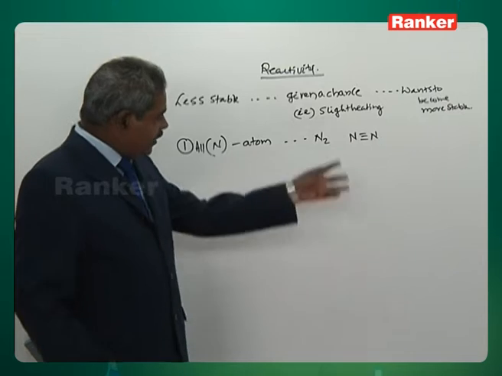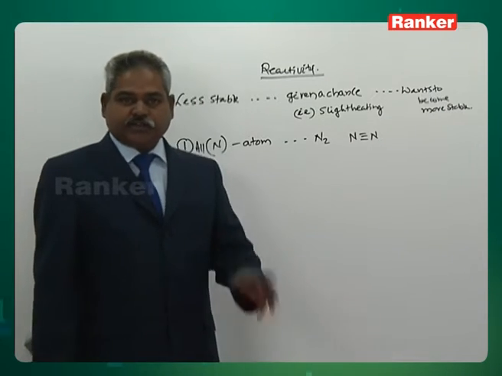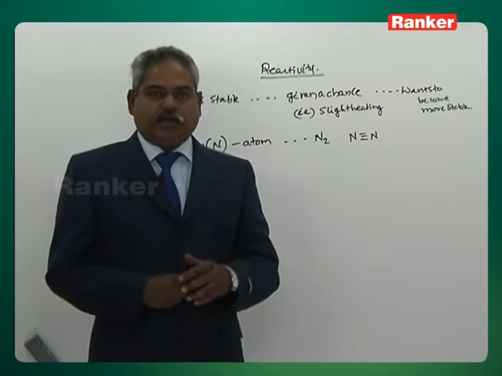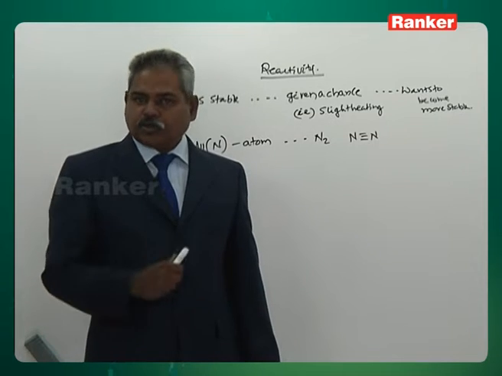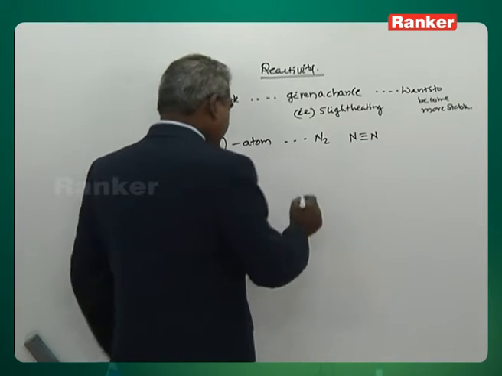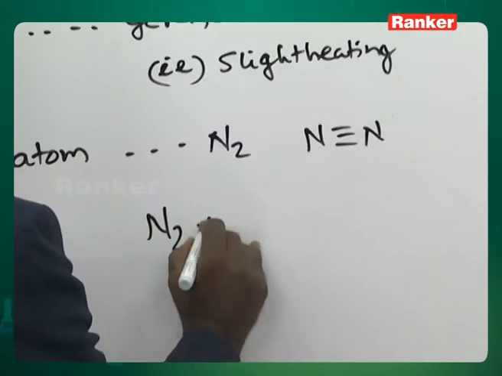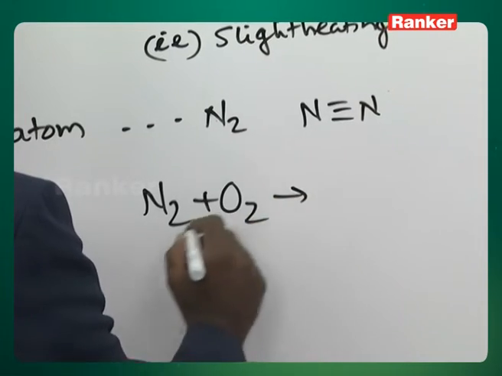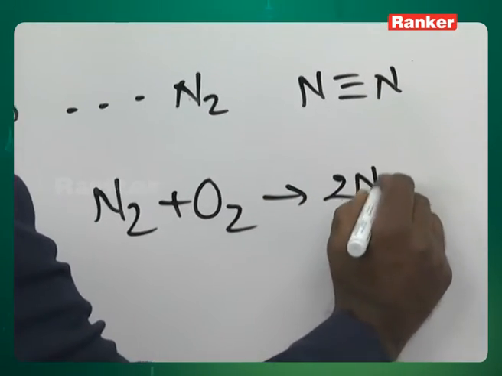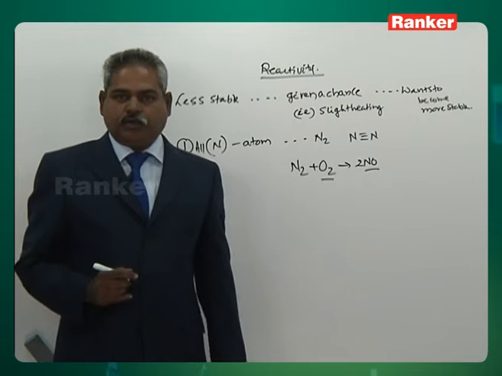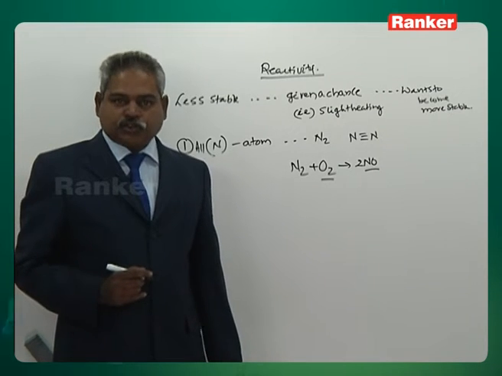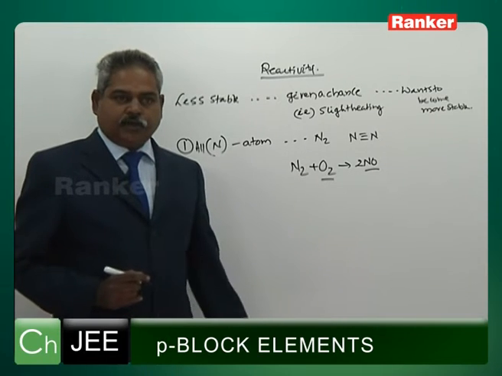Evidence, what is the evidence for what I am saying? You have roughly 79% nitrogen in air and roughly 20% oxygen. If nitrogen starts reacting with oxygen, what would have happened? All the nitrogen and oxygen would have combined to give nitric oxide. We wouldn't have got a single molecule of oxygen for breathing.